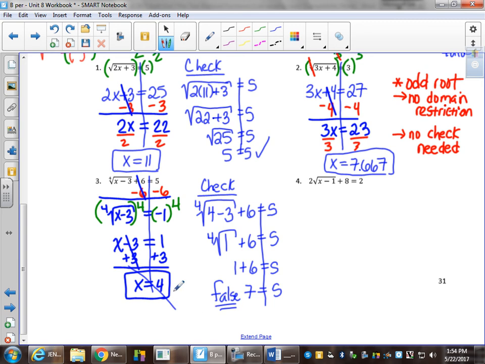Don't scribble it out. Just cross it off. And what two words will we write? No solution. So our potential answer proved false, which means we have no solution.